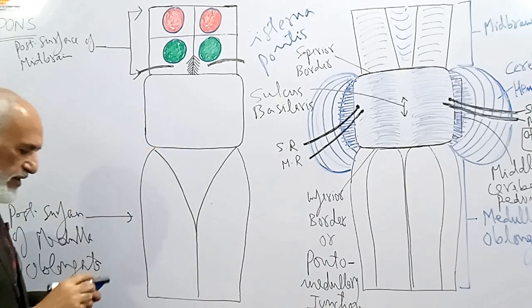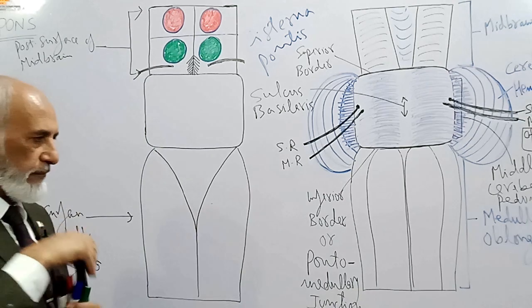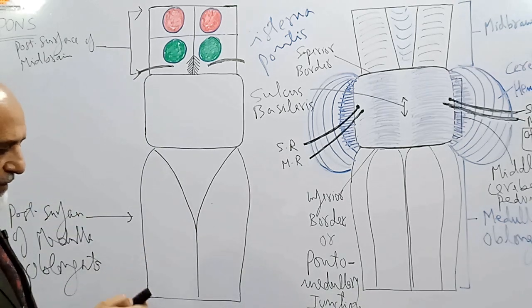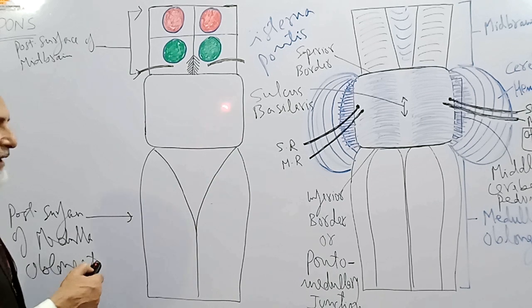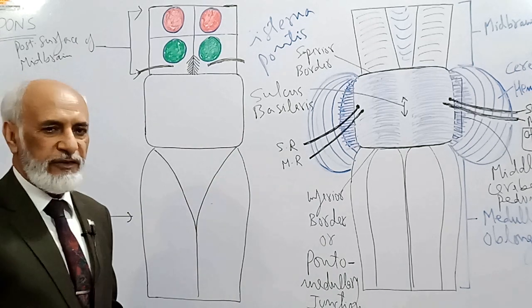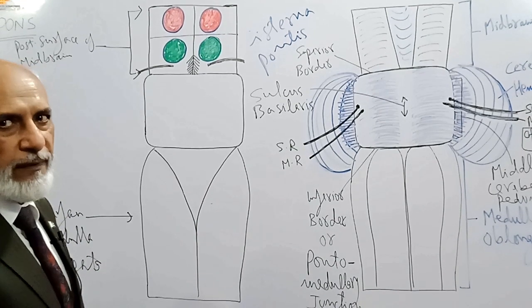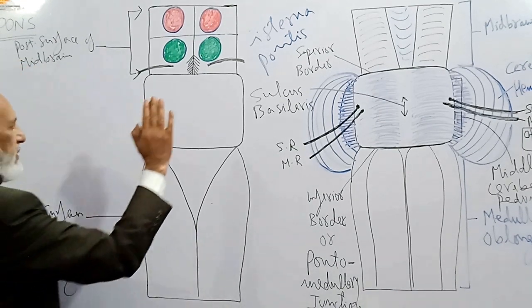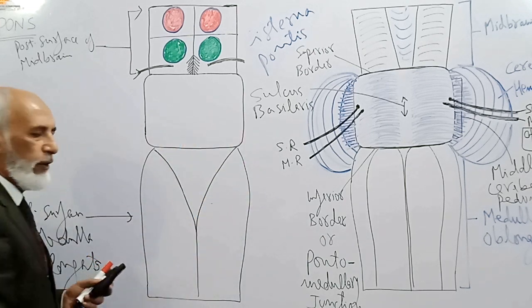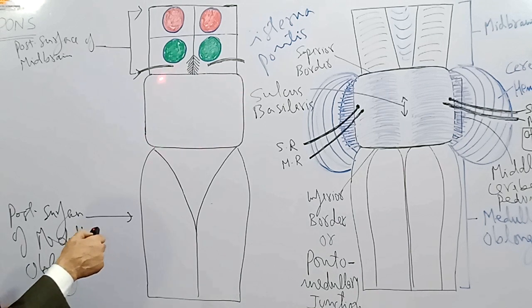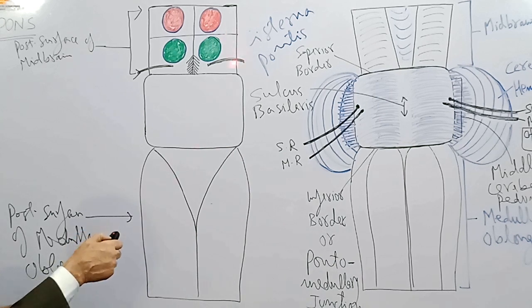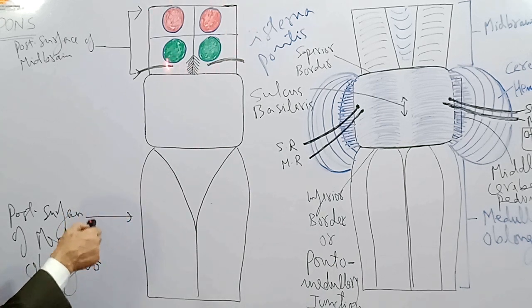And this is posterior surface of the pons. So you can't see the posterior surface of the pons and posterior surface of the upper part of the medulla oblongata unless and until you cut all the 6 peduncles and remove the cerebellum. So in this diagram we have removed the cerebellum to expose the posterior surface of the pons and posterior surface of the upper part of the medulla oblongata and posterior surface of the midbrain.